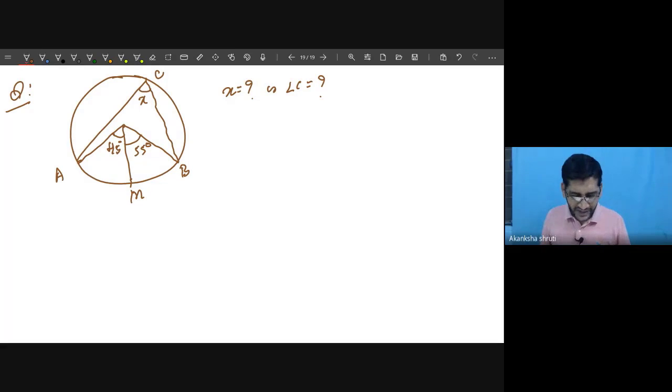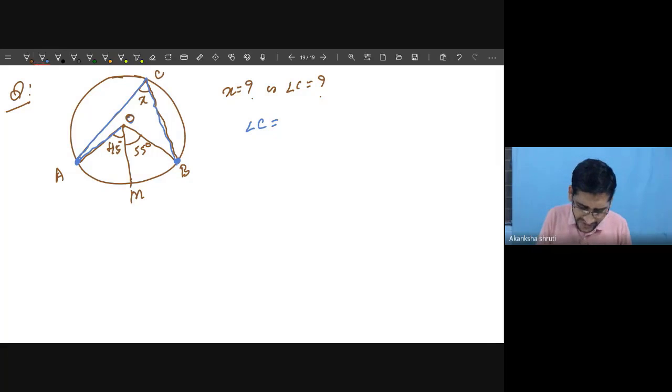Students, for angle C, we need to observe this: the arc is A and B. Over this, the angle formed at the circumference is angle C. But with the same arc, you can see the angle at the center O. This is our center O.